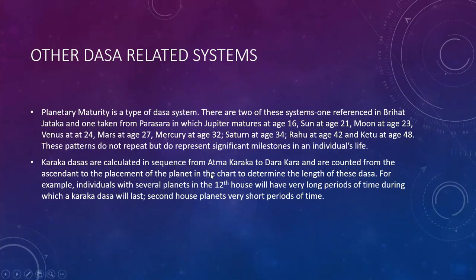Karaka dashas are calculated in sequence from Atma Karaka to Dara Karaka, and are counted from the ascendant to the placement of the planet in the chart to determine the length of these dashas. For example, individuals with several planets in the 12th house will have very long periods during which a Karaka dasha will last. Second house planets will experience changes in a rapid-fire fashion.